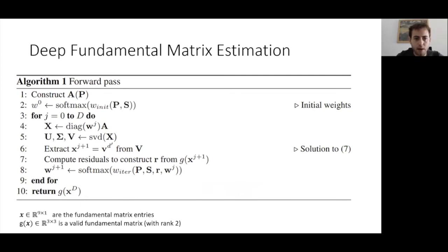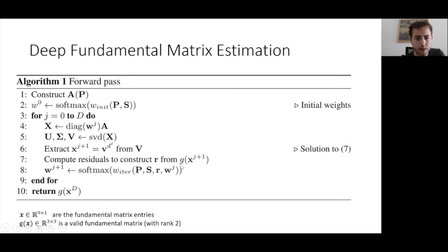Okay, so their forward pass uses a forward passage from W init and W iter. First, we construct A using the point correspondences. Large P is the set of point correspondences. We use W init on the point correspondences and side information to get the initial weights. Then, using the weights, we solve the homogeneous least squares problem using SVD. We get the current estimation for X.